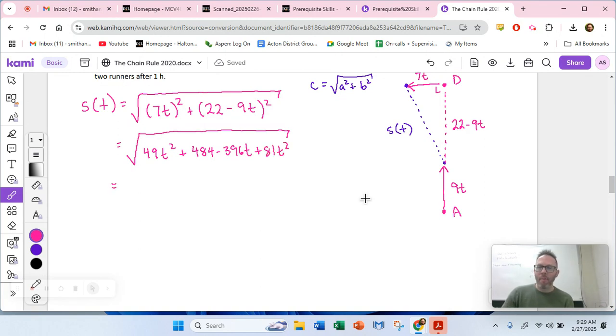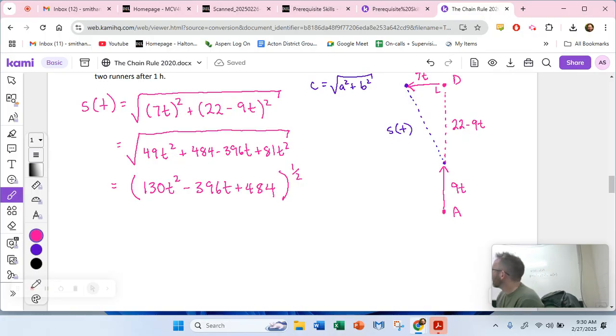And then I'm going to do two things here. Instead of writing it as a root, I'm going to write it as a power of 1/2. And I'm going to collect my like terms. 49 and 81 make 130. So now we have an expression for the distance between them.